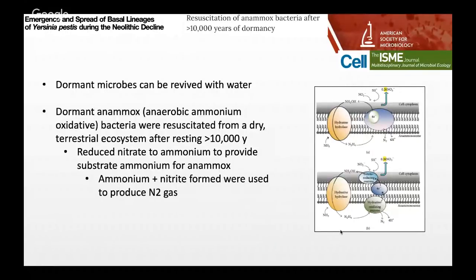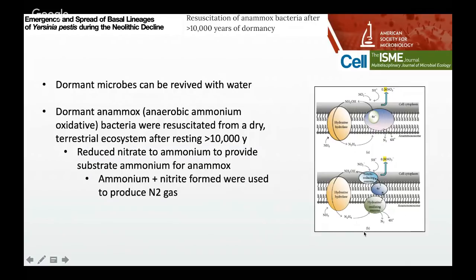Lots of microbes can become metabolically inert given desiccation, such as a dry condition or other types of external stimuli, but showing that they can revive with minimal stimulation is something that is quite interesting in this case. And on the right-hand side, I'm showing a few different ways that the ammonium oxidation can occur. They were able to do isotope testing in order to determine that these different microbes were at least 10,000 years old. And they showed that these revived microbes reduced nitrate to ammonium, which would provide the substrate ammonium for the anammox. And then this anammox, or I'm sorry, the ammonium plus the nitrate formed were used to produce nitrogen gas.